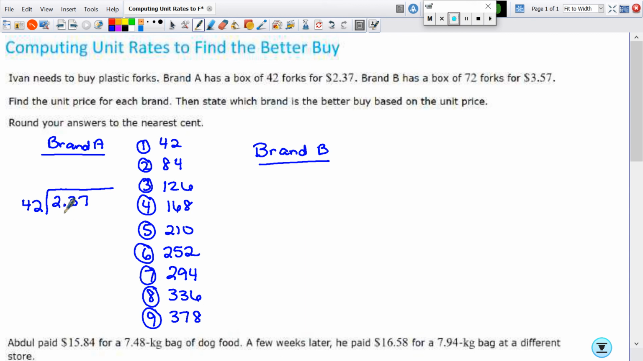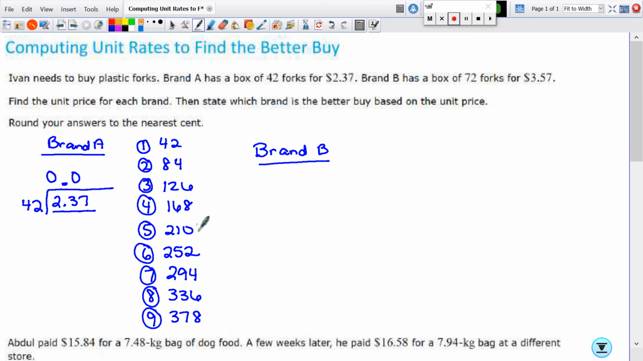Now here's how you use that. We are dividing with decimals, so you need to bring the decimal point straight up. 42 does not go into 2, so you have to put a 0. And you go to the next 2 numbers. 42 does not go into 23, so you put another 0. And you go to the next number. 237.